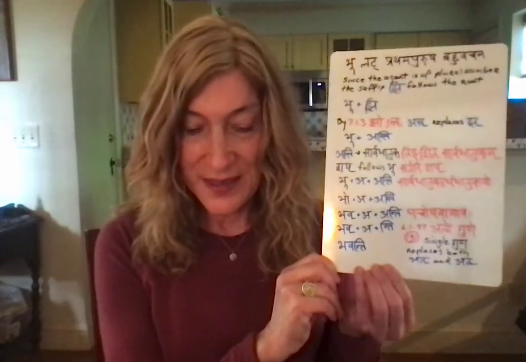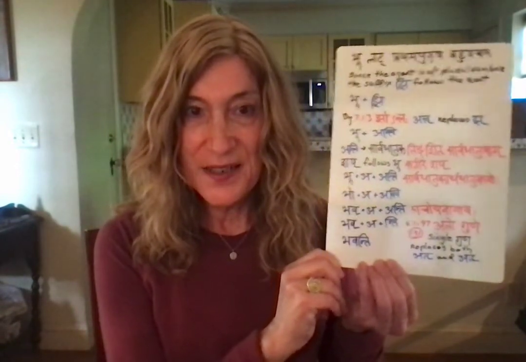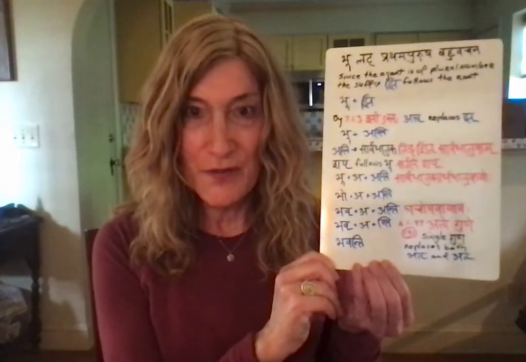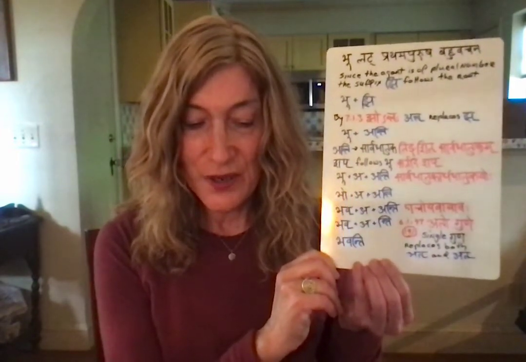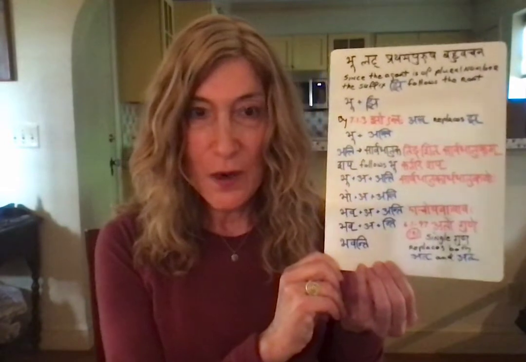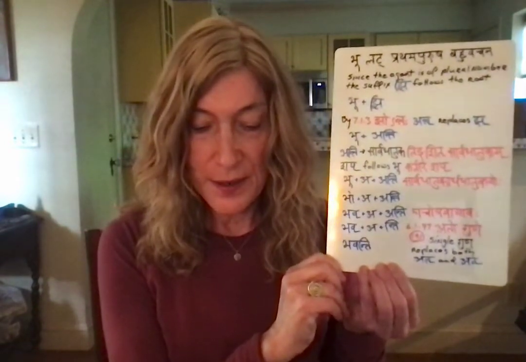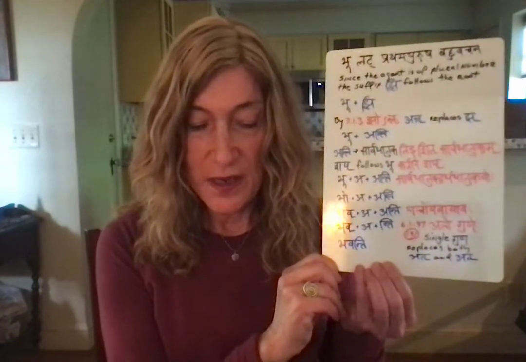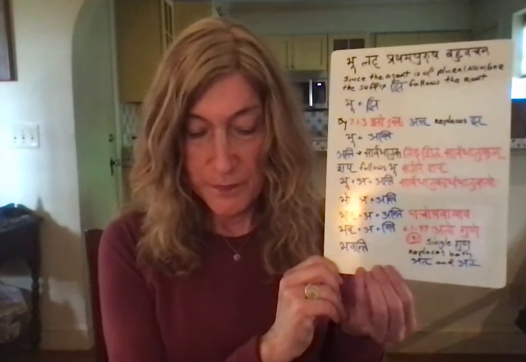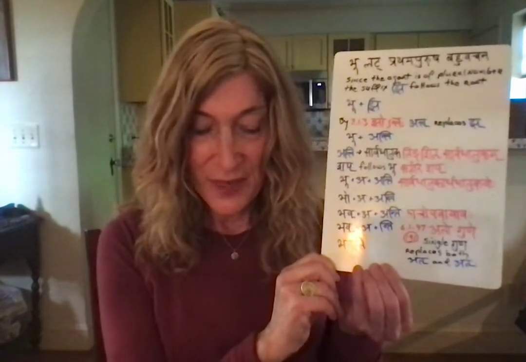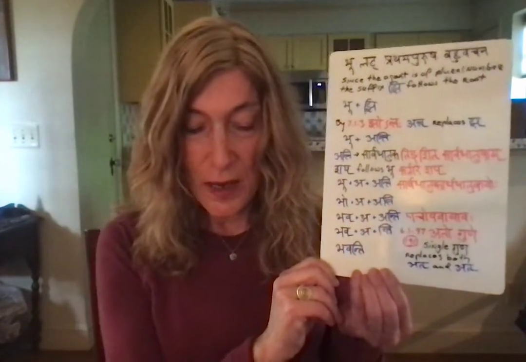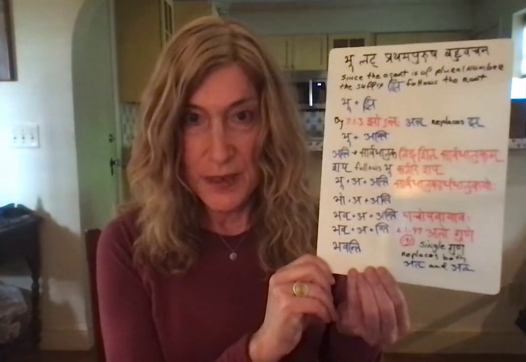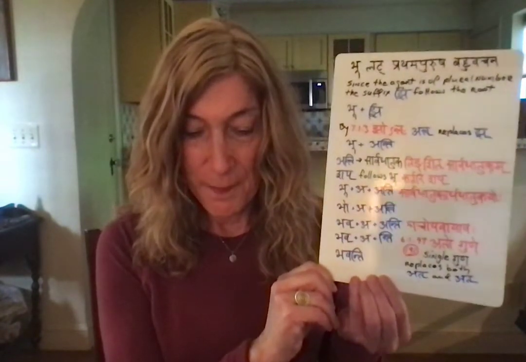Bho anti. Then by the typical sandhi rule, eco'yavayavah, the o followed by a is replaced by av, by v. So we now have bhav anti, bhav anti.